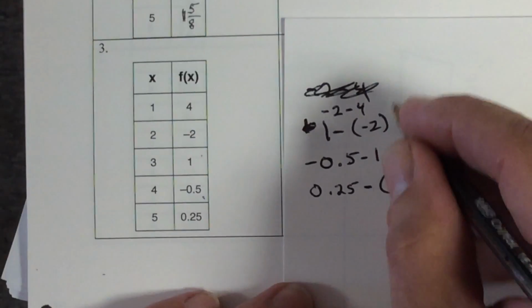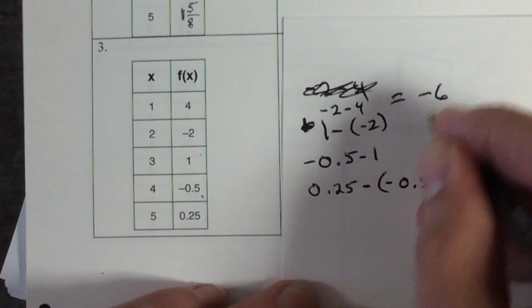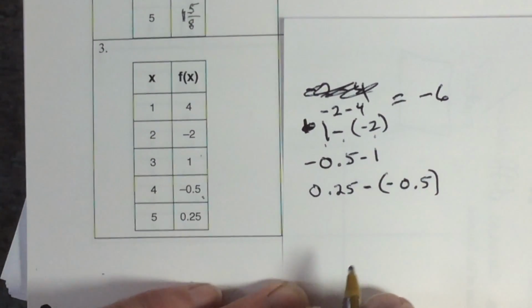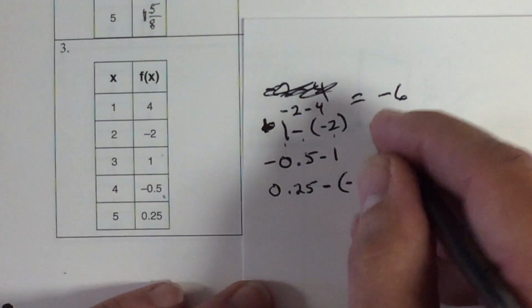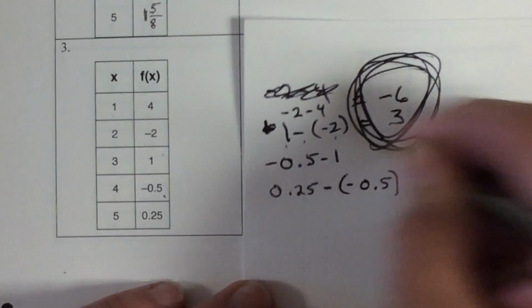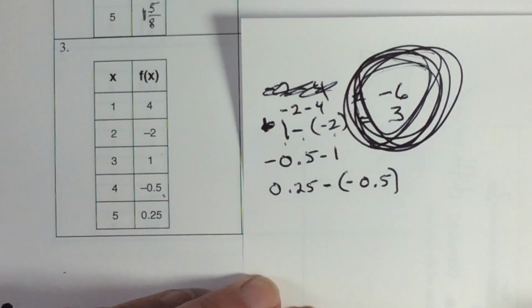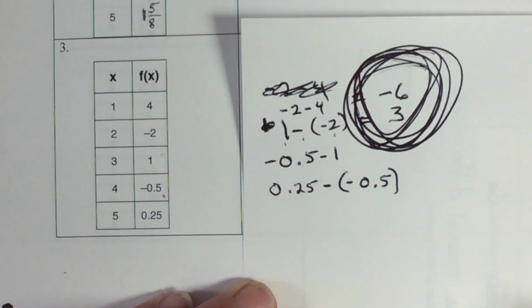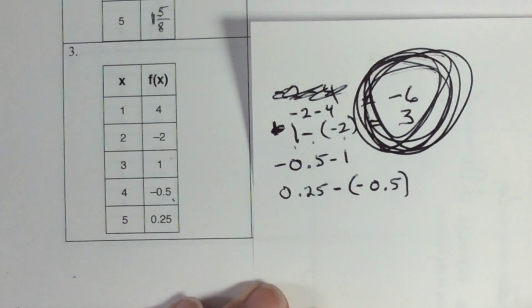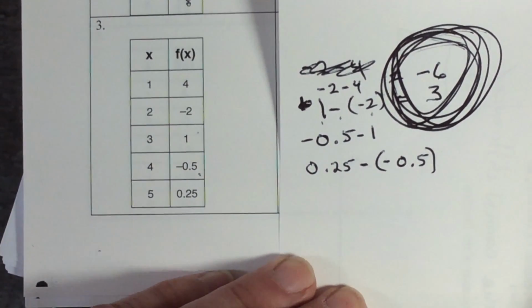So, minus 2 minus 4 is how much? Negative 6. 1 minus negative 2 is how much? Positive 3, right? Uh-oh. I don't have a common difference. I don't have to go any further to know I don't have a common difference here. So this is not an arithmetic sequence.